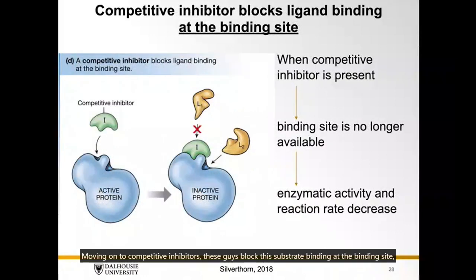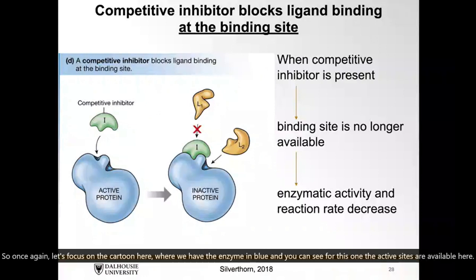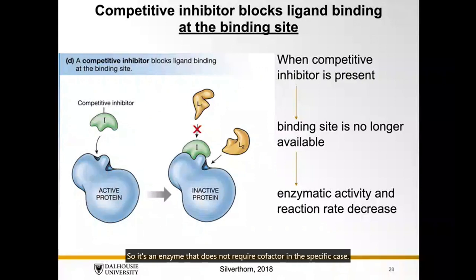Moving on to competitive inhibitors. These guys block the substrate binding at the binding site. And it's underlined here because it's an important concept that's going to help us differentiate between competitive inhibitor and allosteric modulators, which is the next slide. So once again, let's focus on the cartoon here where we have the enzyme in blue. And you can see for this one, the active sites are available here. Okay, so it's an enzyme that does not require cofactor in this specific case.